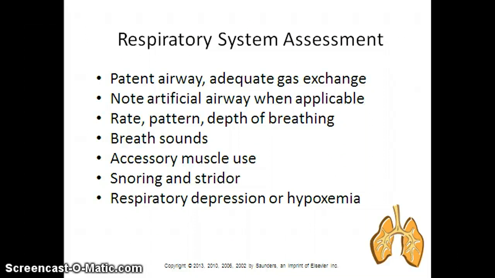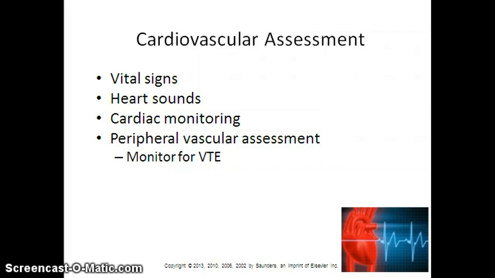With our respiratory assessments, the biggest thing is, do we have a patent airway? If they have an artificial airway, we need to note that. Sometimes they have an oral or nasal airway in, and when the patient wakes up, that's when we determine when to take those airways out. Look at the rate, pattern, and depth, and always listen to lung sounds. Watch how they're breathing. Listen for any snoring or stridor. Stridor would mean obstruction, so you need to be thinking about getting help. Then watch for respiratory depression or hypoxemia, because these patients have had quite a few medications, so we want to be watching that.